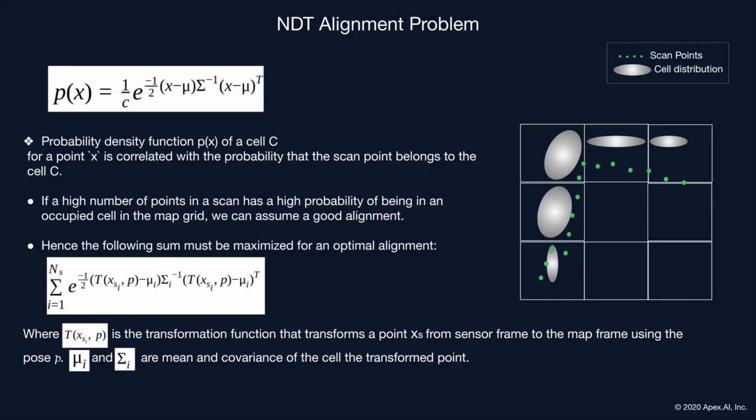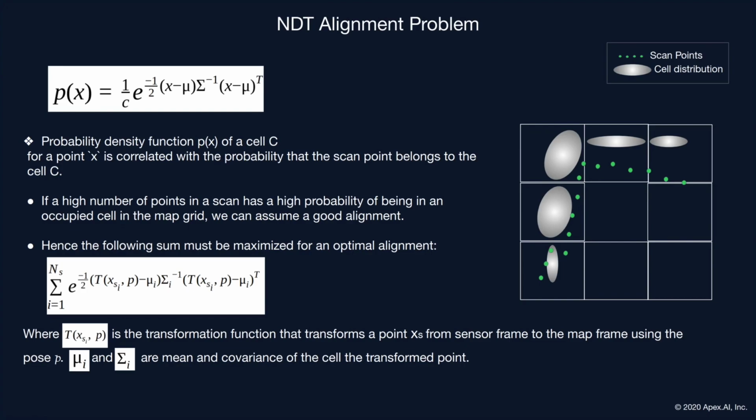For a point X in a cell C, the probability of X belonging to the distribution inside the cell C is correlated with the result of the probability density function Px for the cell. If Px is high, then X fits well in the cell C because it resembles the samples in the cell that built the distribution in the first place. If Px is high for every point in the scan, then we can say that the scan is aligned well with the map. Hence, if we can maximize the sum of evaluations of Px for the scan points that are transformed using the initial estimate P, then we can expect the alignment to be nearly optimal.